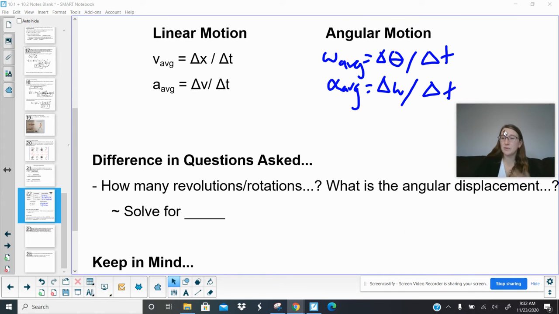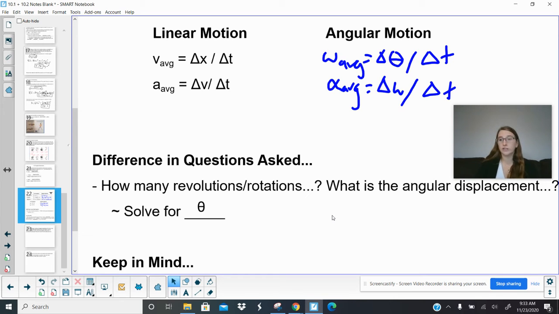Okay, lastly, there's a couple key points that you're going to write down as well. There's going to be a slight difference in the questions asked. Again, they might say, what's the angular velocity? Solve for omega. What's the angular acceleration? Solve for alpha. But if they say how many revolutions or rotations, or what is the angular displacement? Remember, that means now that they're asking for theta.